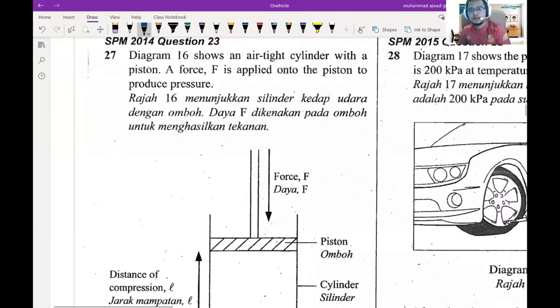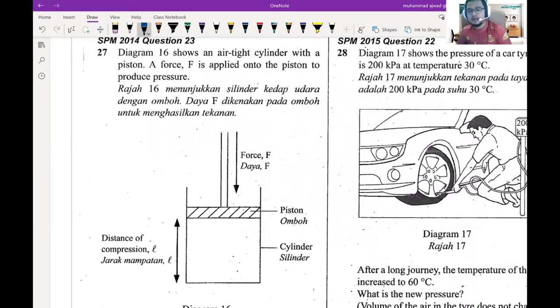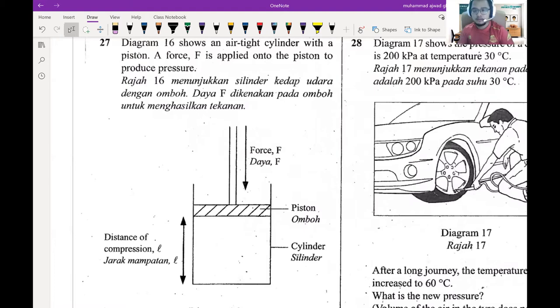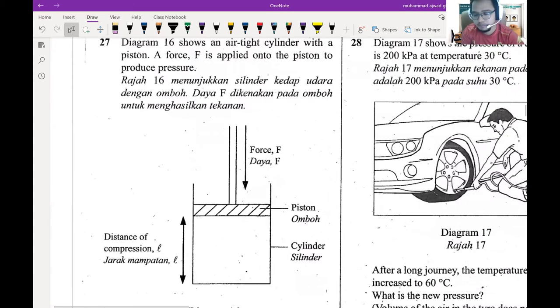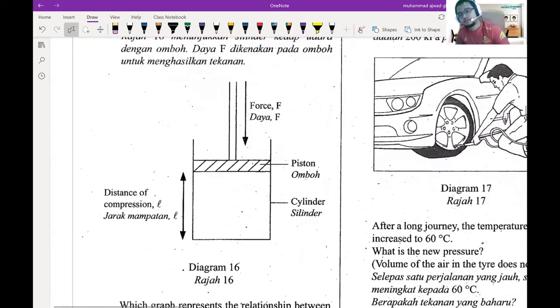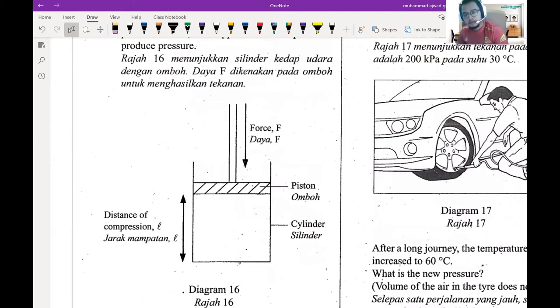Okay, this one. Diagram show an airtight cylinder with a piston. A force applied onto the piston to produce a pressure. Okay, so force, pressure, but to distance. So first, which law dulu? Dalam ni ada gas. Okay, dalam ni ada gas. Which law dulu?